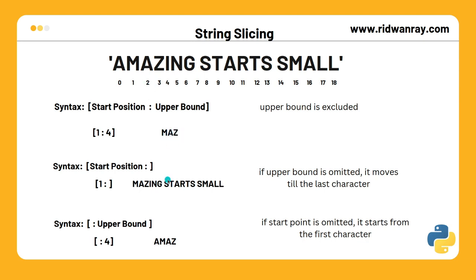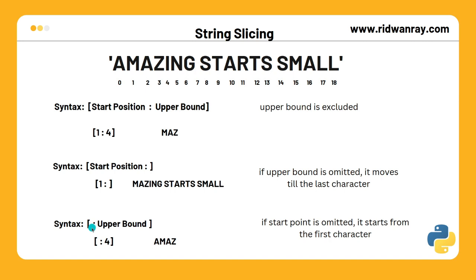If the upper bound is omitted, it moves till the last character. For instance, in this case, the upper bound is not specified. That means the substring will start from the index at 1, which is M, till the last character in this main string, which is L. So that's why we are able to have this.